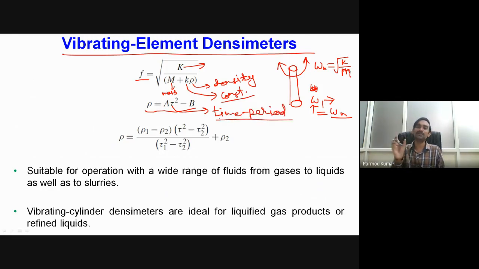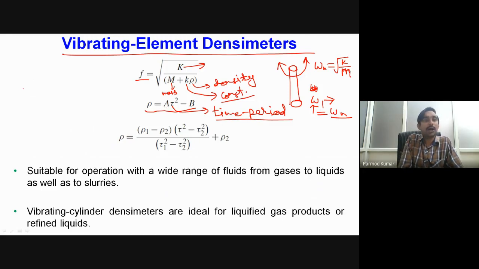We use some external means to subject our system to vibrations or oscillations, and we observe the time period of this oscillation. Depending upon the type of fluid inside our system, the time period of oscillation changes. That change of time period can be related to the density of the liquid. This is the equation, and in this equation we have two constant parameters.